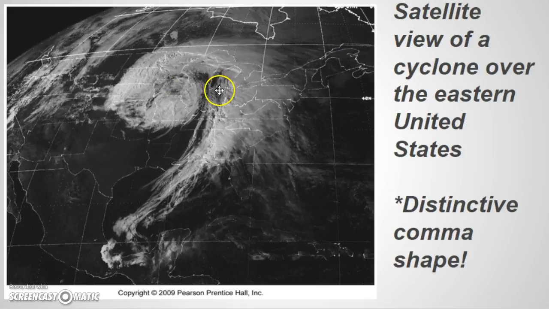So here's a satellite view of a cyclone over the eastern part of the United States. Actually, we are right in this very well developed apostrophe or comma shape that we see here. We would be right behind this location here. Actually, we'd be over here a little bit. There we go, right here. And it's a distinctive comma or apostrophe shape. I'm trying to show you this.